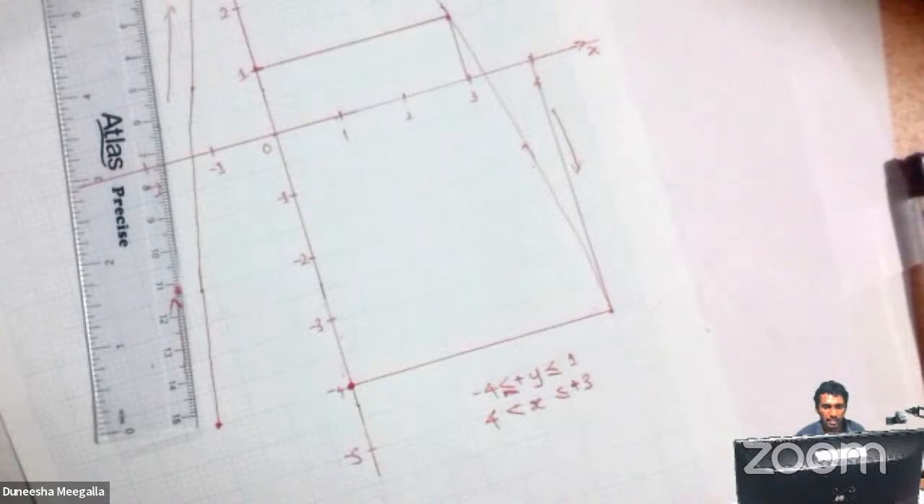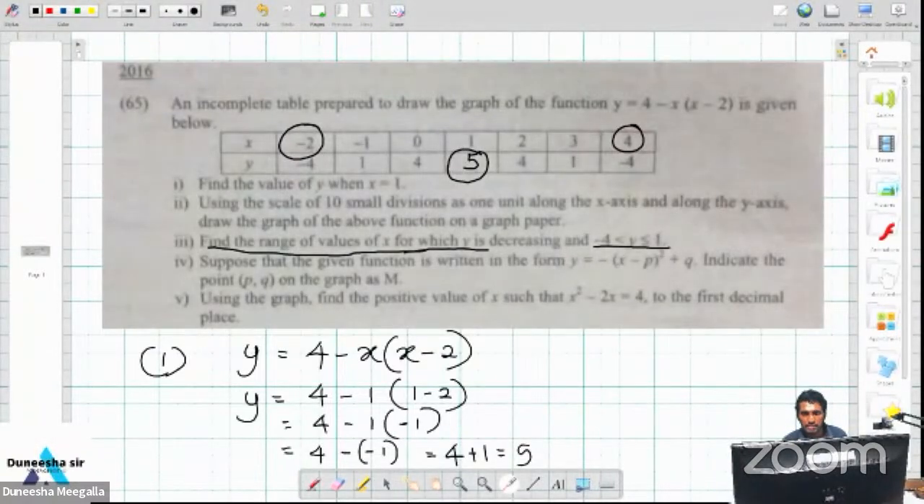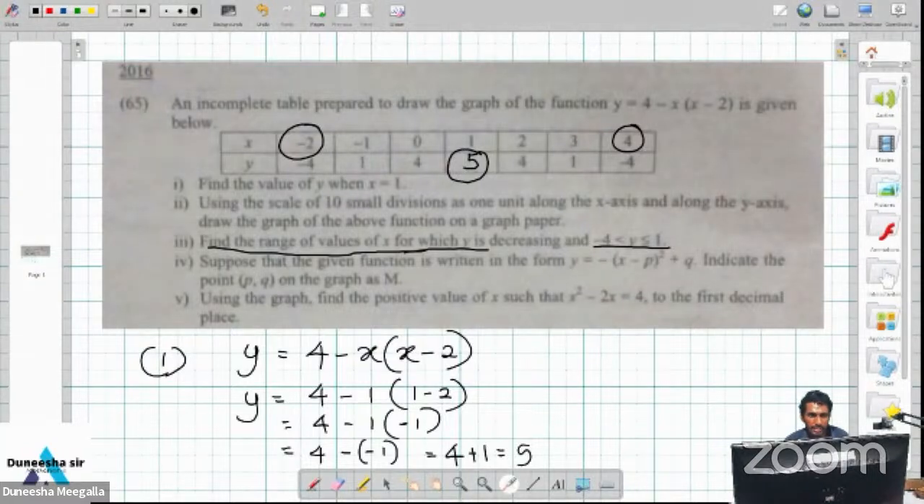Then suppose that the given function is written in form like this. I am showing the question. Suppose that given function is written in the form y equal to minus x minus p square plus q. Indicate the point PQ on the graph at M. Okay.